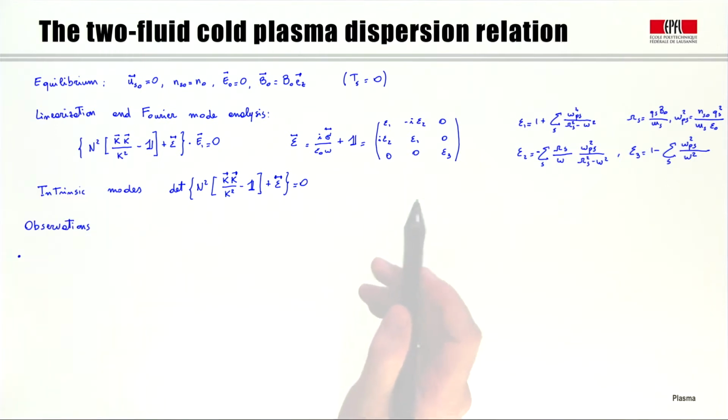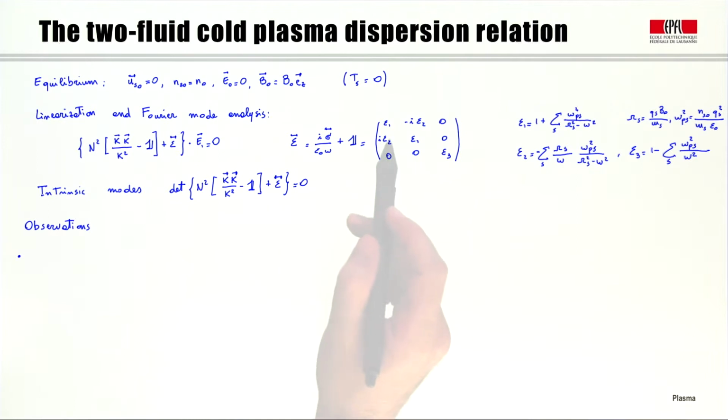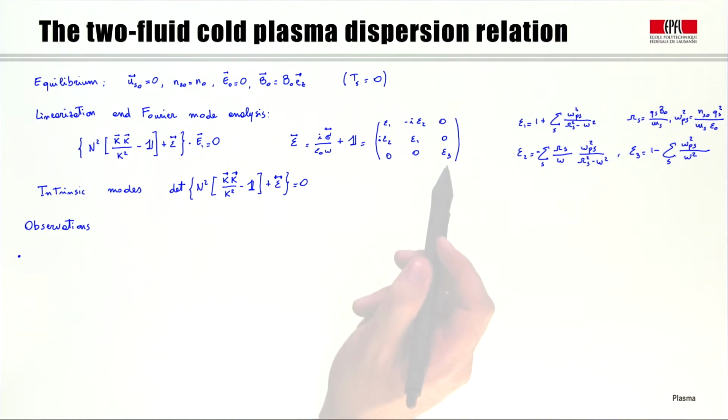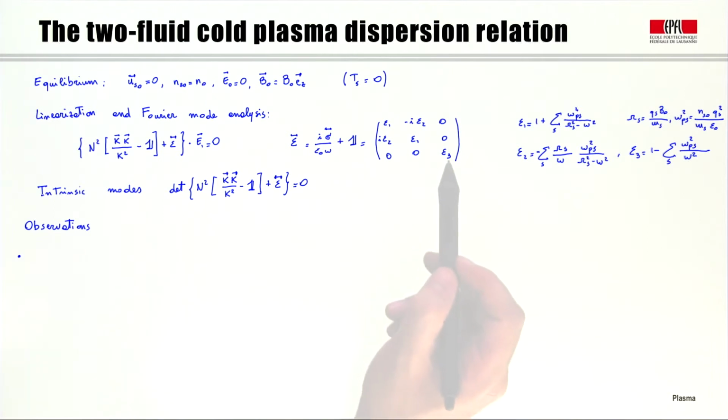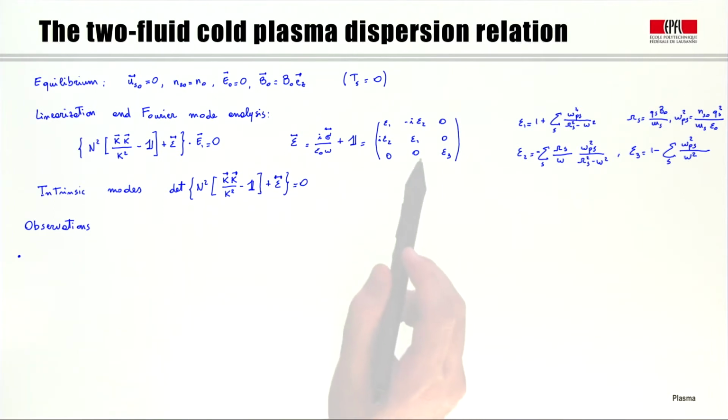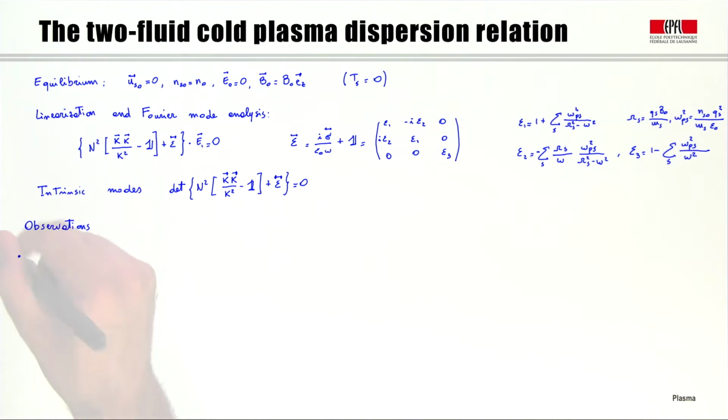Well, first of all, by looking at this dispersion relation, we can observe that the plasma seems to be an anisotropic medium. The third direction, the z direction along the magnetic field, is actually very different from what happens in the plane perpendicular to it. Well, let's give a look. Is this due to the presence of the equilibrium magnetic field?